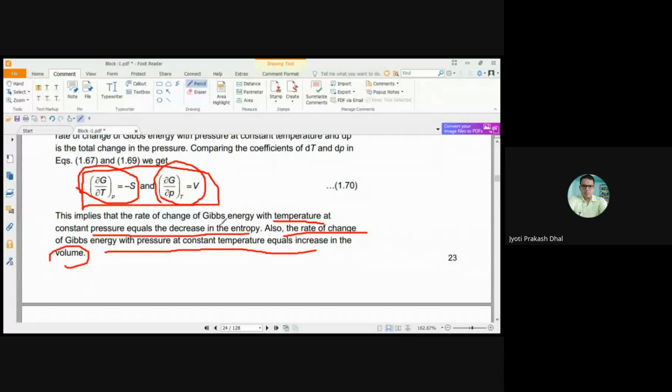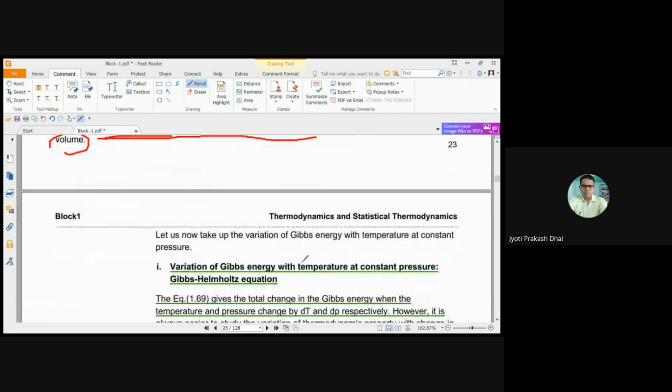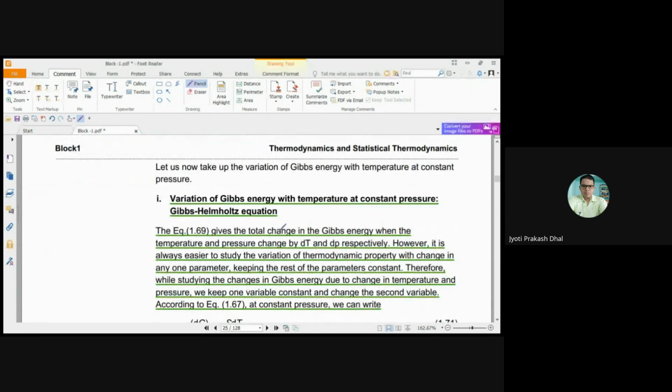The rate of change of Gibbs energy with temperature at constant pressure is equal to the decrease in entropy, and similarly the rate of change of Gibbs energy with pressure at constant temperature is equal to the increase in volume. Now let us take up the variation of Gibbs energy with temperature at constant pressure.